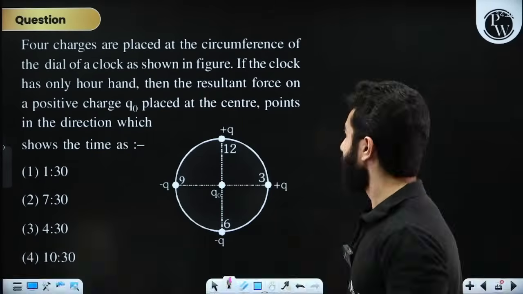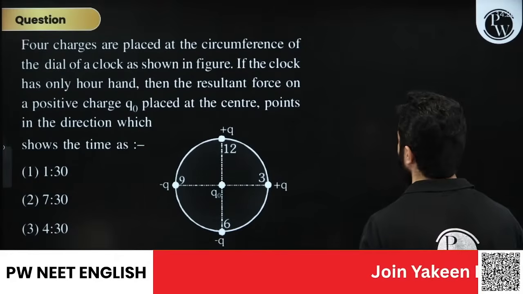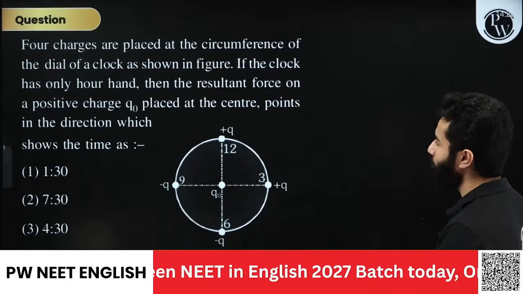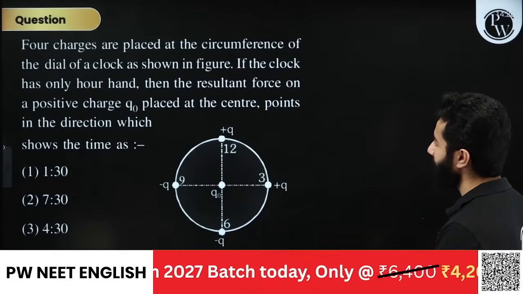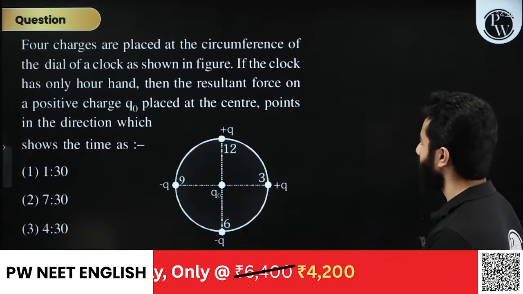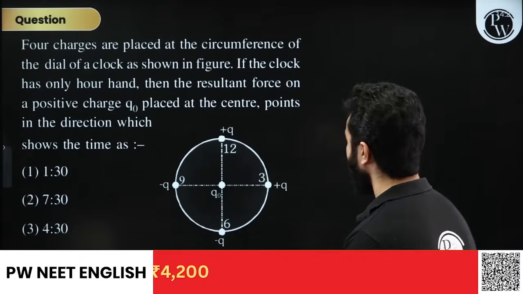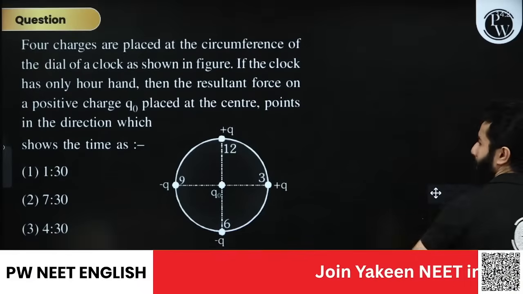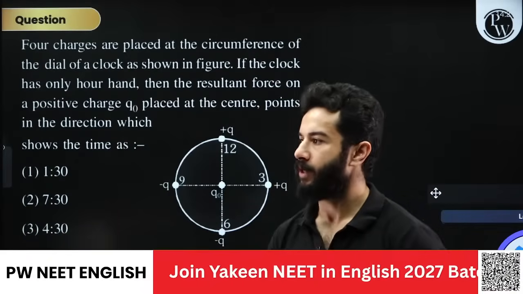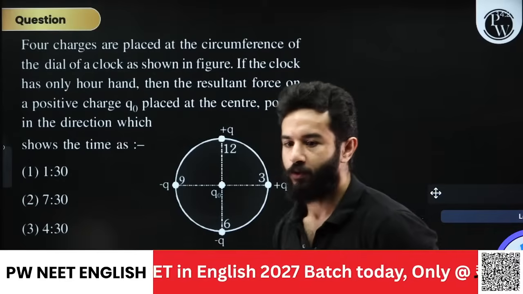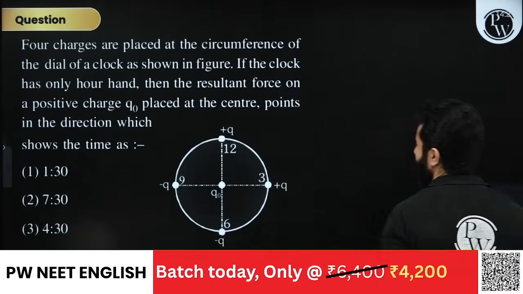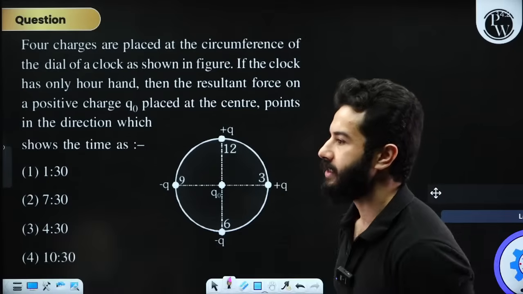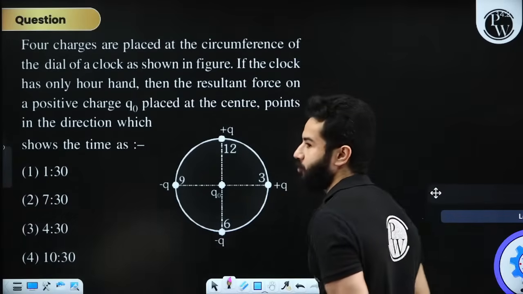4 charges are placed at the circumference of the dial of a clock as shown in the figure. If the clock has only 4 hands, then the resultant force on a positive charge Q0 placed at the center points in the direction. Let's start. 90 seconds for you. Be quick. You have to find the direction of the net force.